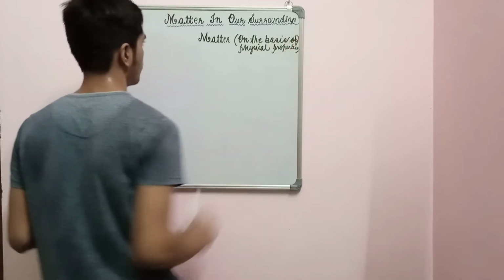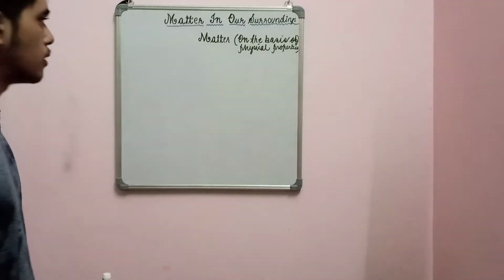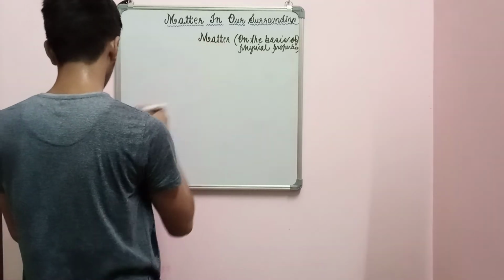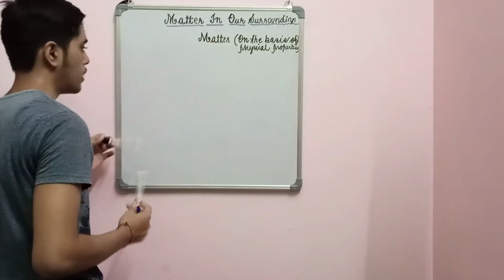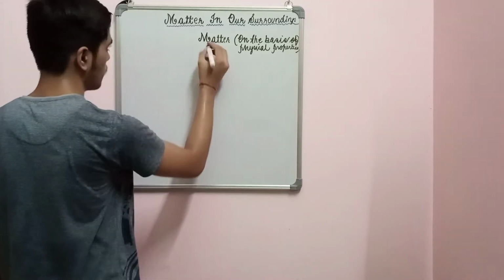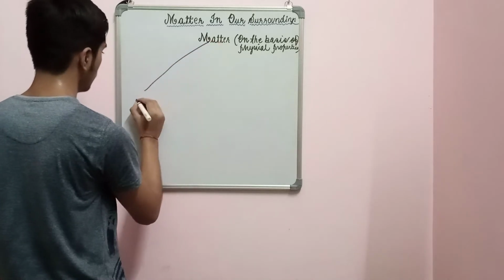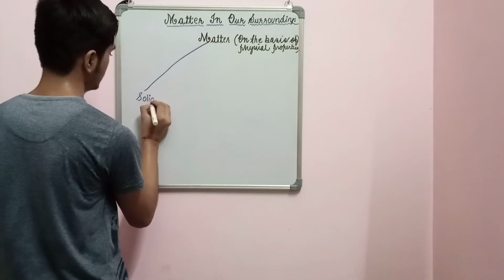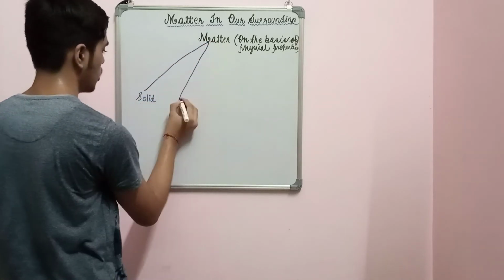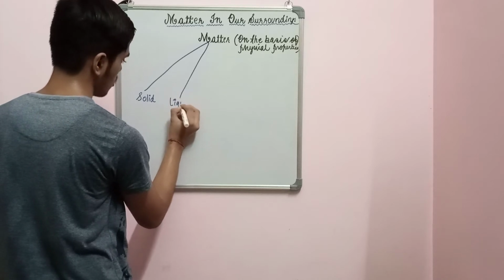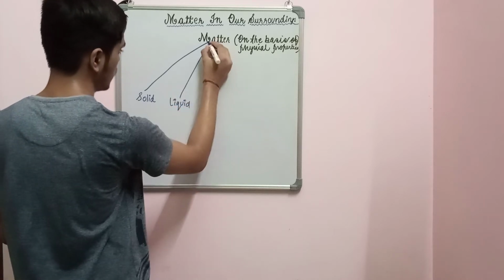Physical properties. Physical property पे हमने इसको different parts में बांटा है. तो सबसे पहला हम लोग देखते हैं एक जो हमारा होता है वो होता है solid. Very simple. These are very simple terms. Liquid, और एक होता है हमारा गैस.